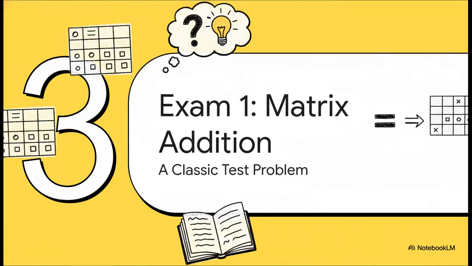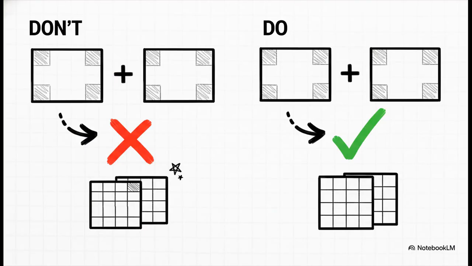All right, let's dive into the kind of problem you've been waiting for. This is something you're almost certainly going to see on an exam or in a technical interview: adding two matrices together. Now hold on. Before you even think about writing a single loop, there's one golden rule you can't ever forget. To add two matrices, they have to be the exact same size. Same number of rows, same number of columns. You just can't add a 2 by 3 to a 4 by 5. It doesn't make any sense. So the first thing your code should do is check that they match.